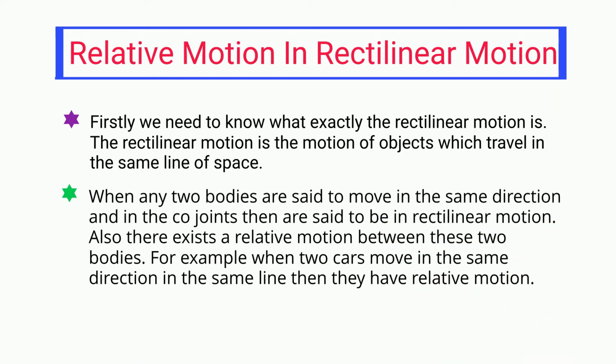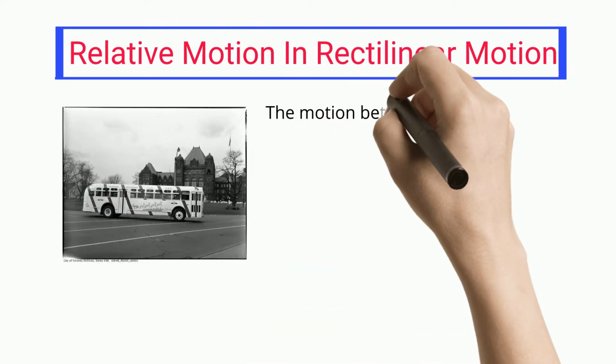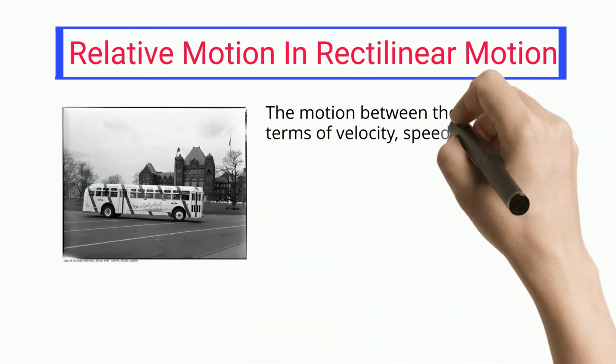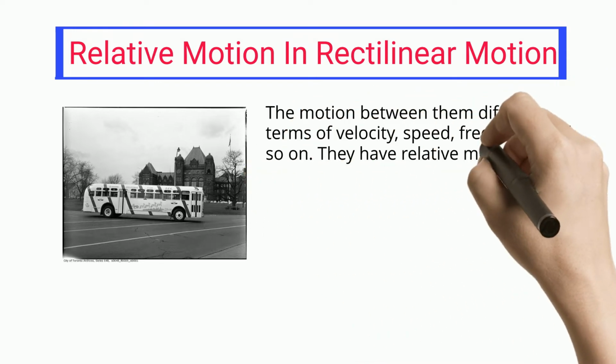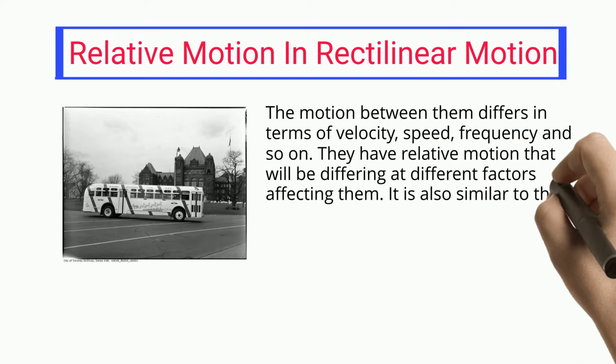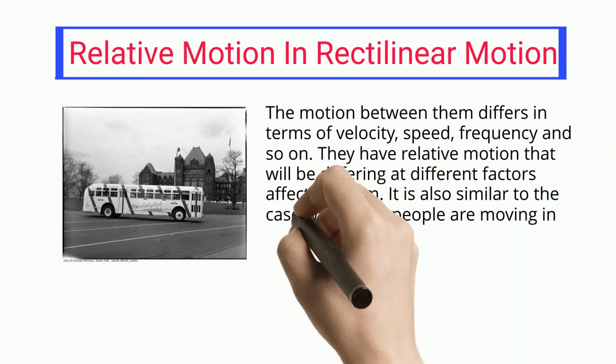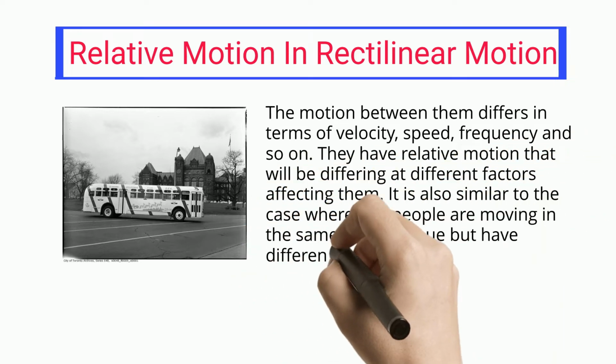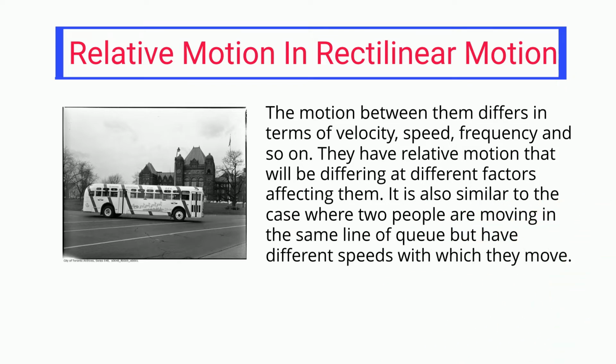For example, when two cars move in the same direction in the same line, then they have relative motion. The motion between them differs in terms of velocity, speed, frequency, and so on. They have relative motion that will differ based on different factors affecting them. It is also similar to two people moving in the same line of a queue but with different speeds.